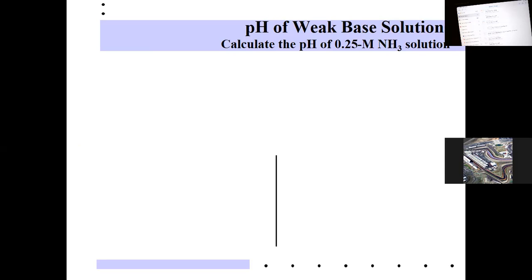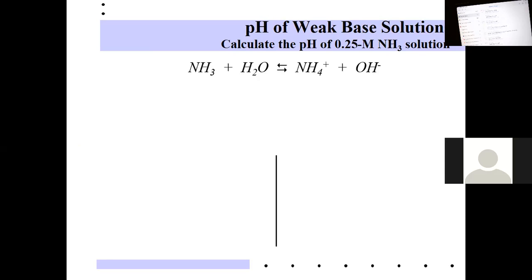So what will be your products? OH negative and NH4 positive, right? Does that make sense? Yeah, very good. And notice something else. This was a base. Bases should produce hydroxide. So if you don't write hydroxide as a product, stop. You're doing something wrong, right?